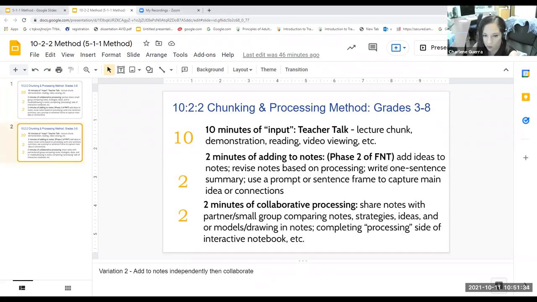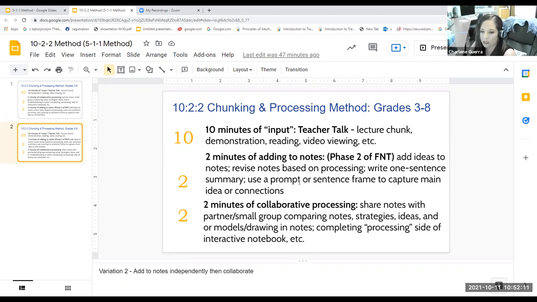An additional way is for students to use the 10 to 2 method. Again, that 10 minutes of input, no more than 10 minutes. After that 10 minutes of input, you want them to add to their own notes independently. So what did my teacher say? What do I understand? And how can I synthesize that in the note-taking process? Again, we do not want students copying notes, so we want them to synthesize this information and create their own understanding in their notes. They can go back and revise their notes based on the information that they've received in the lecture, add to the notes.